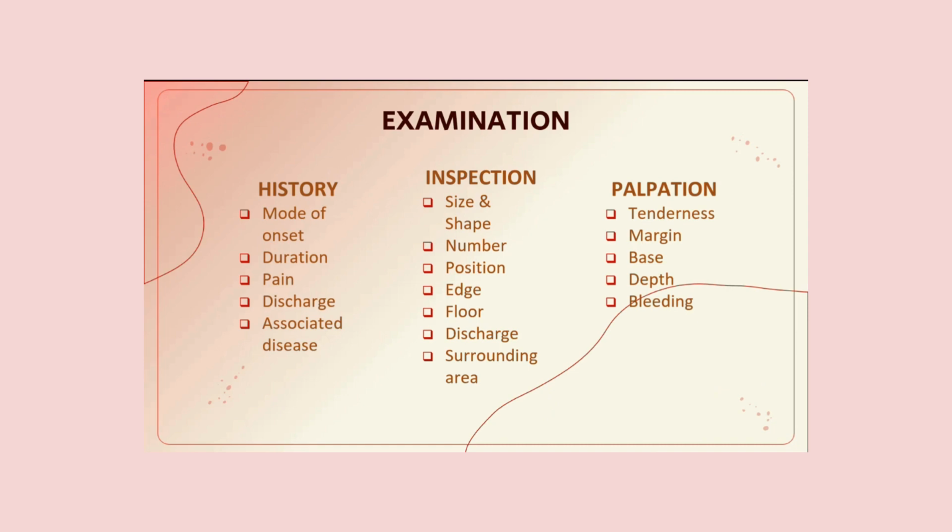Coming to the examination part, like any other ulcer, the pressure ulcer has to be examined as a normal ulcer. In history, you will be asking about the mode of onset, the duration, pain, discharge, and any associated conditions, like the neurological conditions I mentioned. In inspection, we will be seeing the size, shape, and number. It will be helpful if we have photographic evidence, so that over a period of time we can observe variability. Also the position, edge, floor, and the surrounding area have to be inspected. In palpation, we'll be looking for tenderness, which can tell us if the wound is infected. And margin, base, depth, and bleeding have to be seen in palpation.